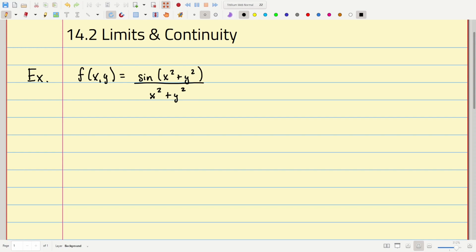So here first we have f. In the numerator we have sine of x squared plus y squared, and in the denominator we have x squared plus y squared. And then for our second function, we have in the numerator x squared minus y squared, and in the denominator the same thing as the other example, x squared plus y squared.